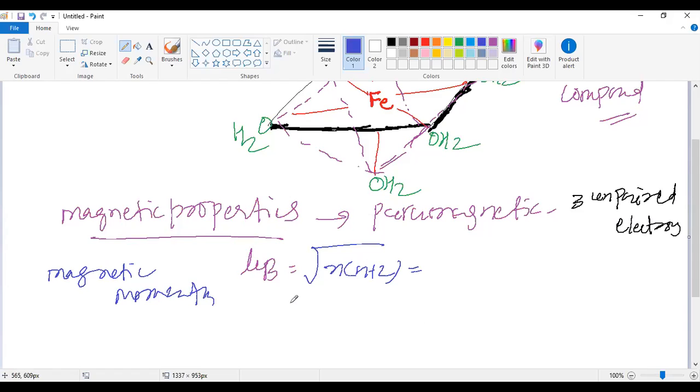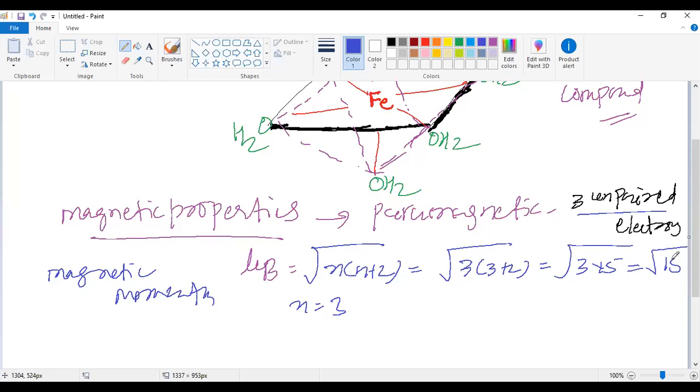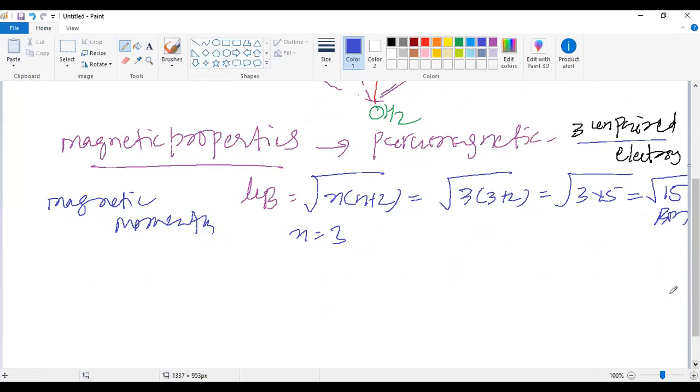Thus, here, my dear students, we have n equal to 3 because there are 3 unpaired electrons. So we can write square root of 3 into 3 plus 2, that is square root of 3 multiplied by 5, that is square root of 15. So we can calculate the mu b as square root of 15 Bohr magneton, or 3.87. That is what we generally get when we find out the square root of 15.